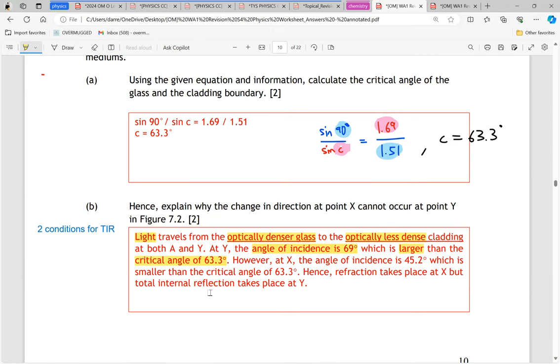And if the angle of incidence is smaller than the critical angle, refraction will take place. Meaning you haven't hit the threshold yet. You haven't hit the critical angle for total internal reflection to take place. So if that's the case, it's just your regular refraction instead.